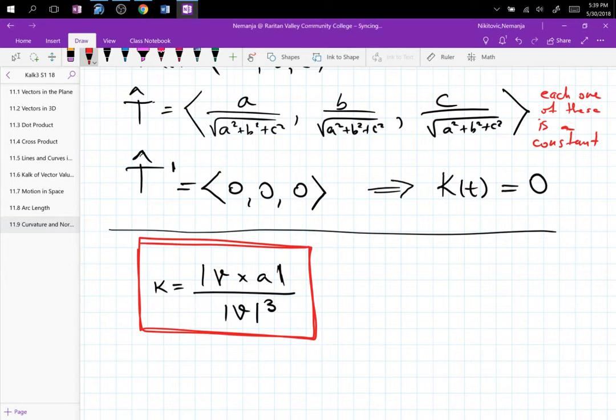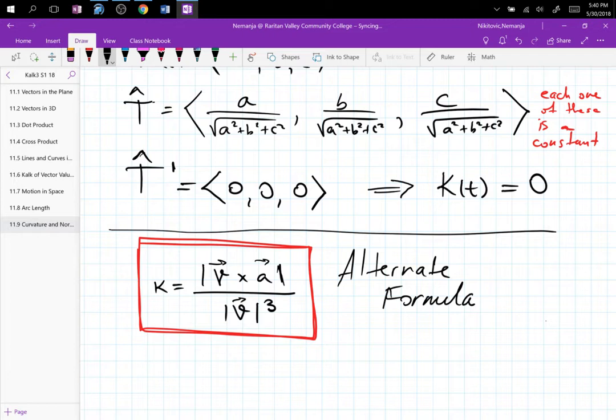It depends on what you're given. If you're given an acceleration vector, you have to integrate to get the velocity, and then integrate one more time to get r, and then go from there. So if you're given velocity and acceleration, you can just plug them in here. This is the alternate formula for curvature at a point, and if you're given those things, you can just use that.